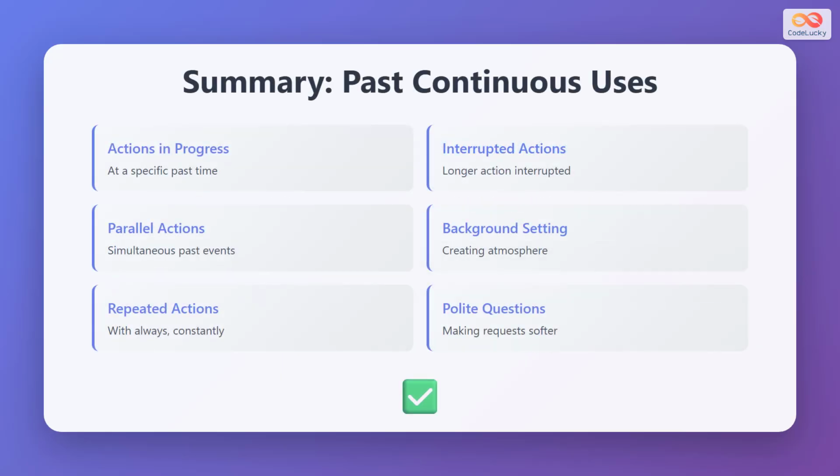Let's review the 6 main uses of the past continuous tense. First, actions in progress at a specific past time. Second, interrupted actions where a longer action is stopped by a shorter one. Third, parallel actions happening simultaneously. Fourth, background setting to create atmosphere. Fifth, repeated actions with words like always. And sixth, polite questions to make requests sound softer. Understanding these uses will help you communicate more effectively in English.